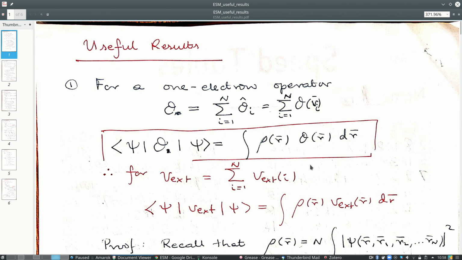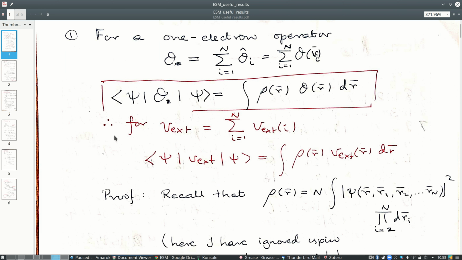Now how do we show this? Well, in the language of density functional theory, by the way, the electron nuclear interaction operator is often called the external potential. So I've written the density functional kind of operator for O as V_ext, which is the external potential, equal to the sum over the external potentials for each of the electrons. And therefore we would then have the equivalent result that the expectation value of the external potential with the wave function is the integral of the density times V_ext(r) dr.